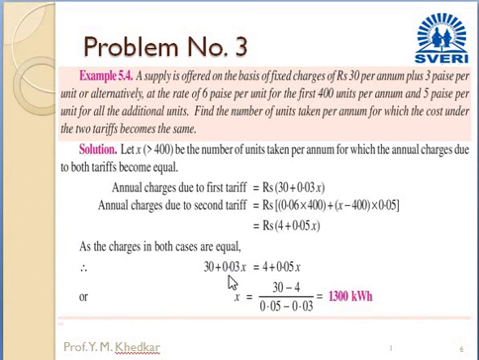Now we have considered that both the charges are equal. So 30 plus 0.03x is equal to 4 plus 0.05 into x. So x is equal to (30 minus 4) divided by (0.05 minus 0.03). It will give the value of 1300 kilowatt hours. It means for 1300 kilowatt hours, both tariff systems will provide the same bill.